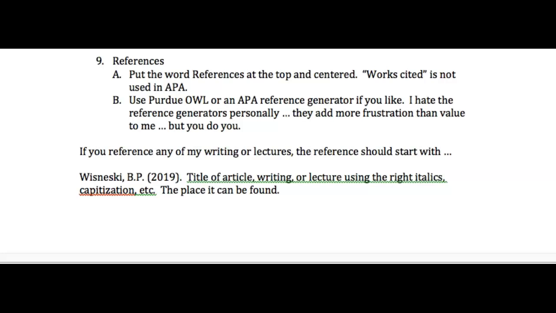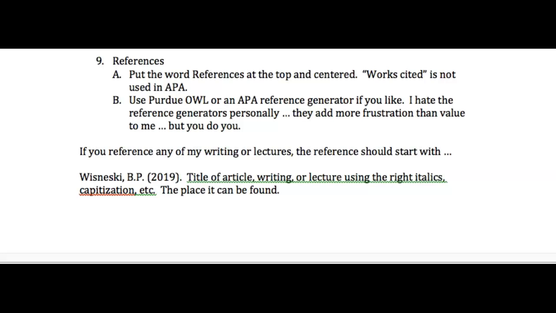There are some APA reference generators online, and I feel bad even mentioning this, that you go in and put in the title, it'll ask you to fill in the blocks, and it'll generate the reference for you. I just found those to be really clunky, and some of them aren't really good. Some of them haven't been updated with the latest and greatest in APA. You can give them a try if you want. I know people that really like them. I just found them to be a pain in the butt, quite frankly, and they add frustration for me.